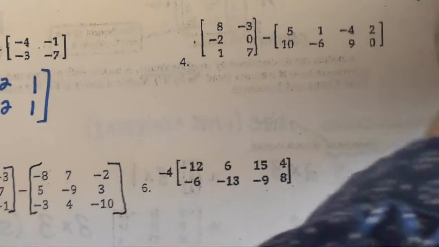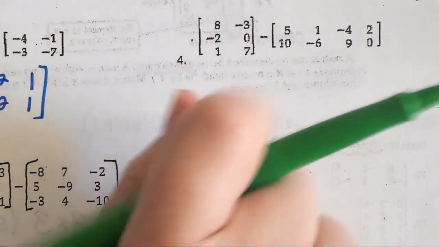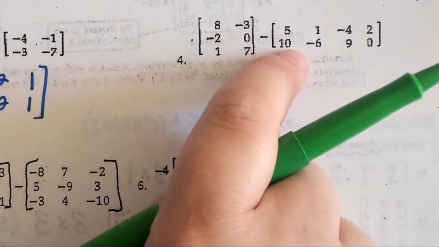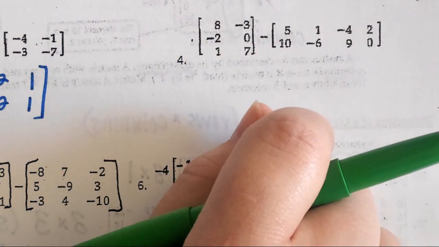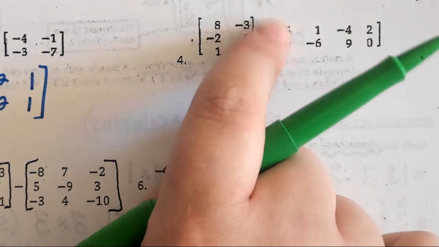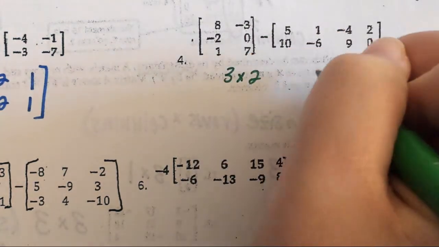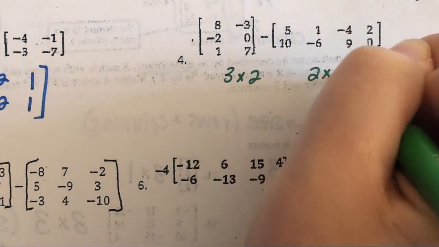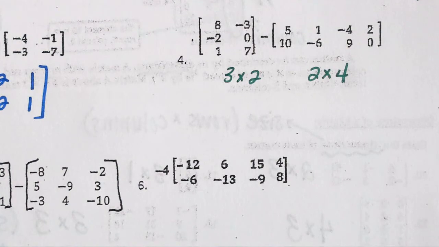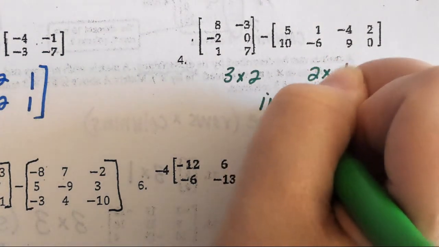Okay, number 4, another subtraction sign. And I'm just like you. I immediately was like, oh, okay, 8 minus 5 is 3. -2 minus 10 is -12. But then I got stuck, because I was like, but this one has 3 rows, and this one has 2. This is a 3 by 2. This is a 2 rows, 4 columns, 2 by 4. They're not the same dimension, so we're not able to work this problem. So it's not possible. The matrix C does not exist, so we're going to write the word impossible.